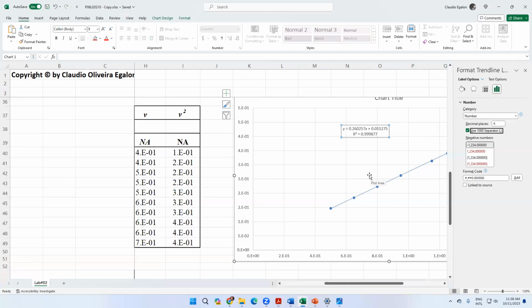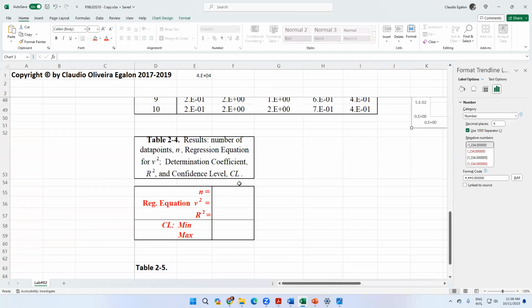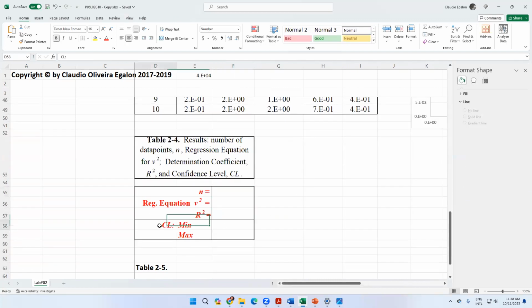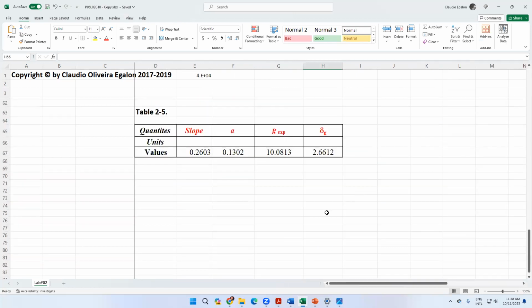0.999877. Okay, so he just rounded it up to 0.9999. And you log number of data points here, R square here, and you find out the CL. That's what we have for this experiment. Any questions?